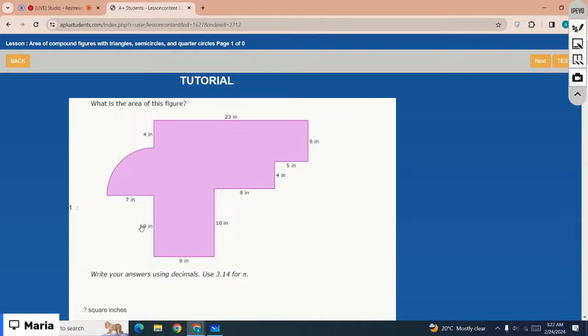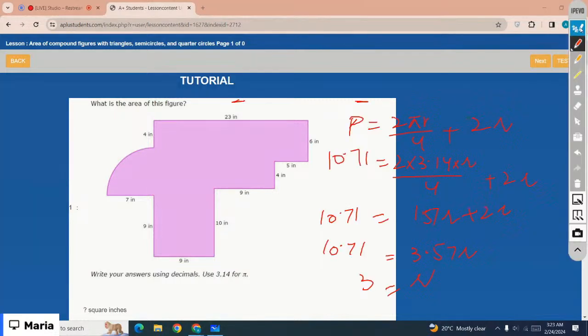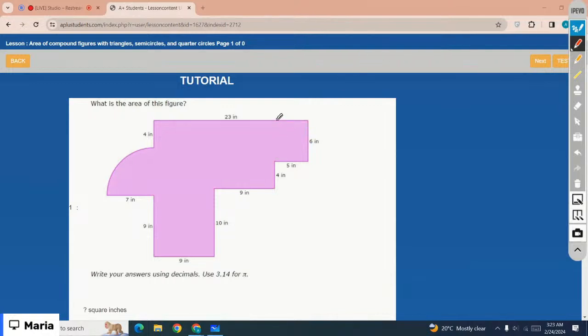So, let's just start with the first example, right? What is the area of the figure? If you look at this shape, you have so many figures involved. Let me divide it into small portions: this one, then this one, then this one. You have one quarter circle, a rectangle, and another rectangle. So you have three rectangles here and one quarter circle, right?